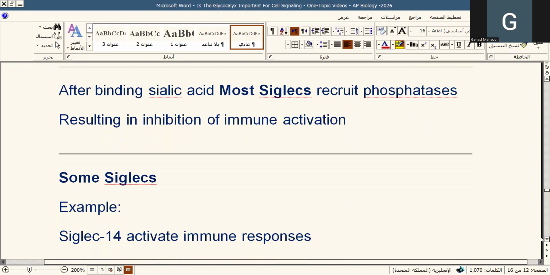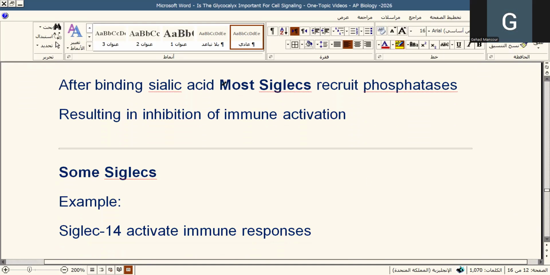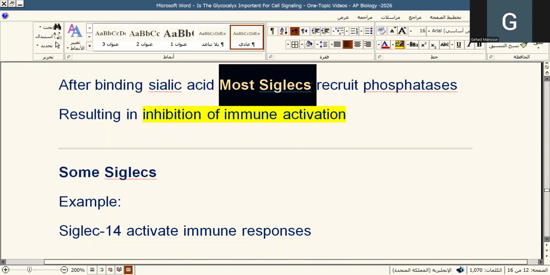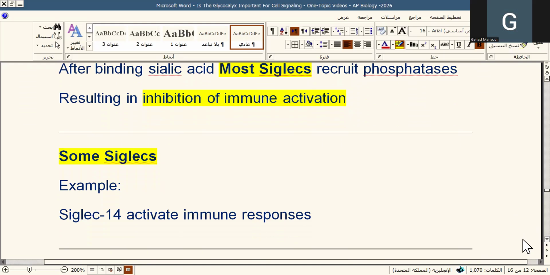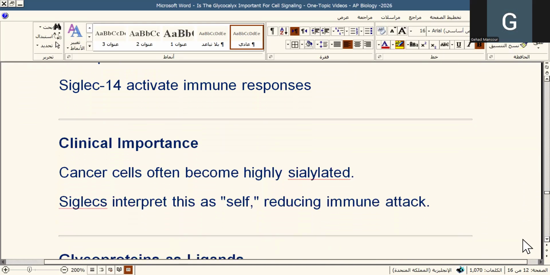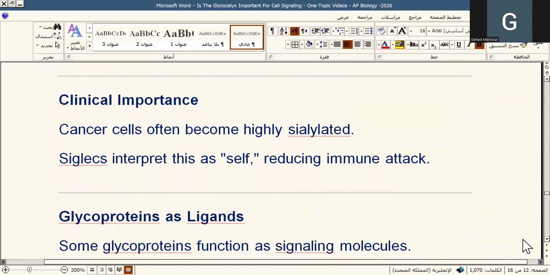Therefore, they suppress unwanted inflammation. So most siglecs inhibit immune activation via certain enzymes called phosphatases. You needn't know the details, but on the other hand, a few siglecs in the body can do exactly the opposite and activate the immune response.